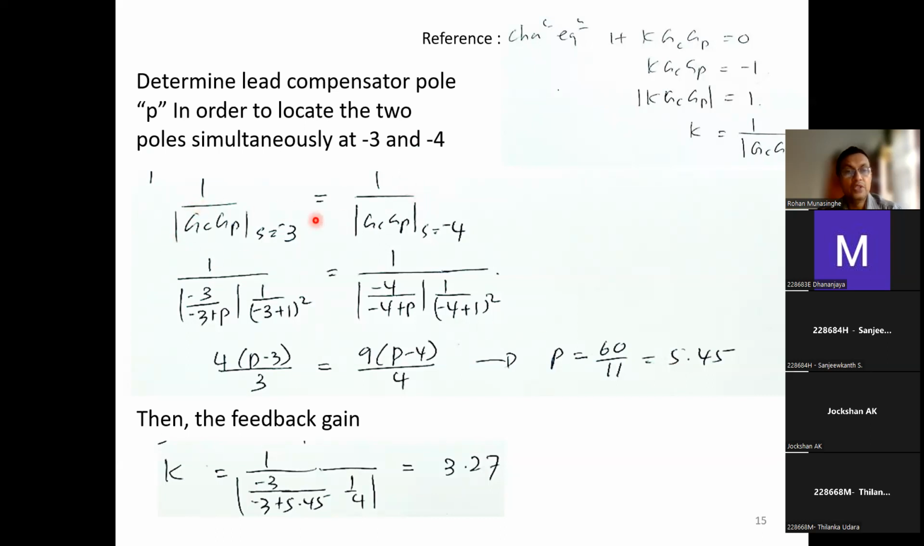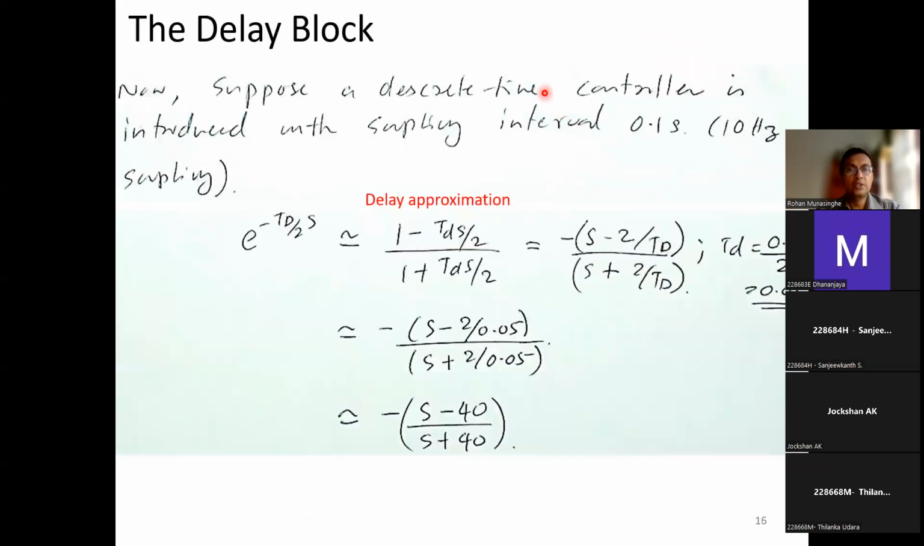After that, you can go to any of these gain expressions here, and substitute P equals 5.45 and S equals -3 over here, or -4, it doesn't matter. Then you calculate K as 3.26. This is a simple design calculation anybody would do when you design a lead compensator and set your feedback gains. I just did that to help you improve your confidence, and also connect the content we are discussing here with things we did in the past.